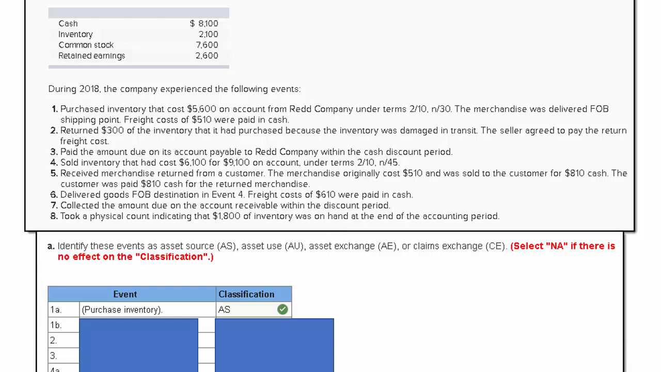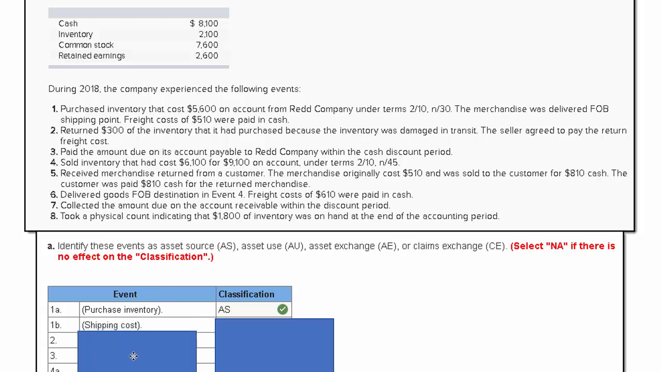Now we think of an asset source transaction as one that increases the assets and also increases the claim on the asset. So in this case, the inventory goes up and so does a claim, which is the obligation to pay for that, right? We would increase accounts payable. Okay, then there's part B. The merchandise was delivered and freight costs were $510 paid in cash.